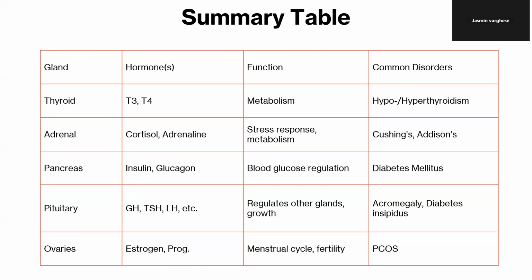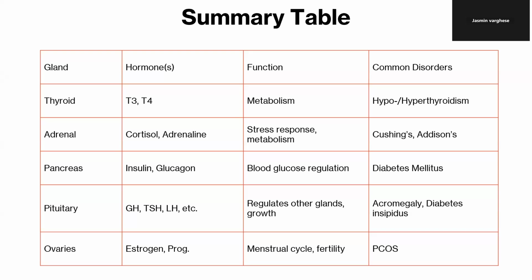When you discuss endocrine glands with someone, this summary table will be really helpful. Or when you write an assignment, you can write the number of glands, hormones, functions, common disorders like this, and that will enhance the readability, clarity and credibility of your writing. So you can write first the major glands like thyroid, adrenal glands, pancreas, pituitary gland, ovaries, testes, and also the hormones released by each gland.